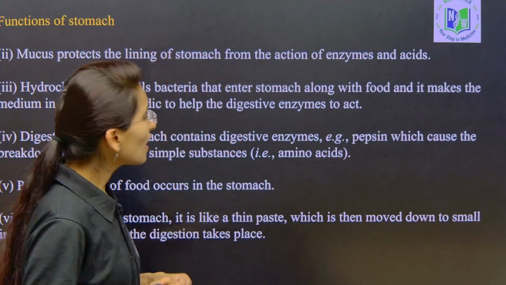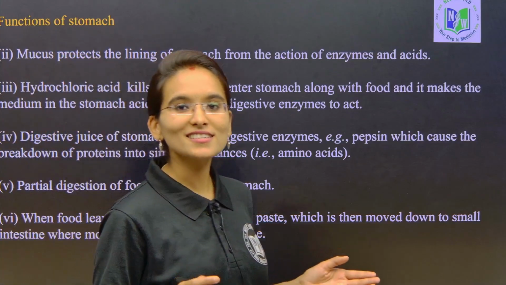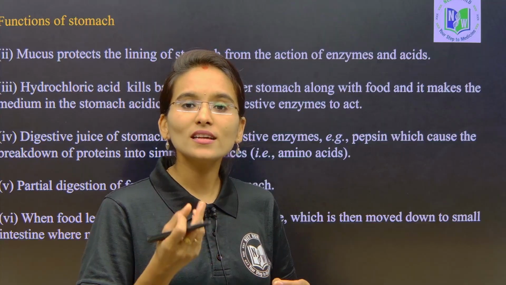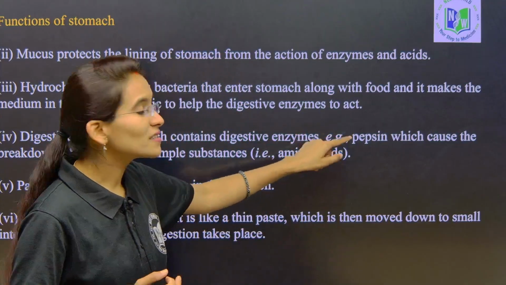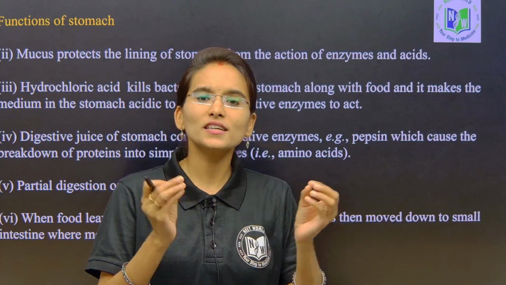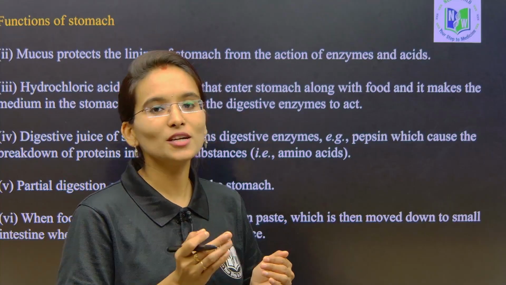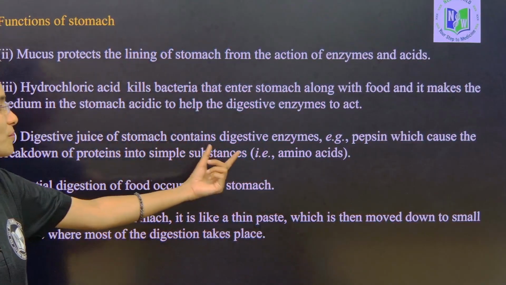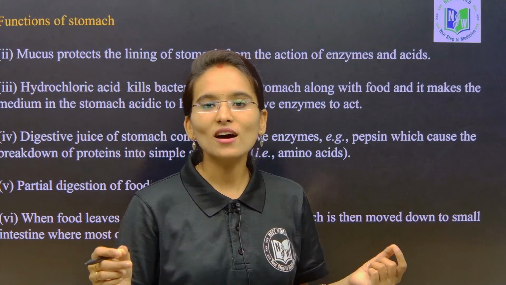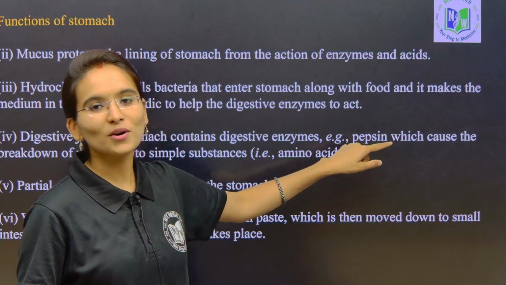One more important and interesting function of the stomach is that it secretes a few enzymes. Among them, pepsin is one of the enzymes involved in the breakdown of complex proteins. It breaks the proteins and converts them into simple forms, the amino acids. So proteins are converted into amino acids in the presence of an enzyme called pepsin. It is most important, my dear students.